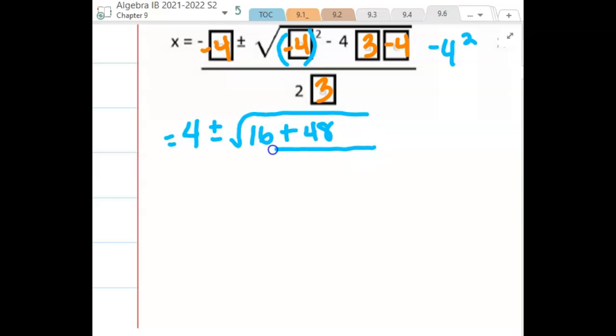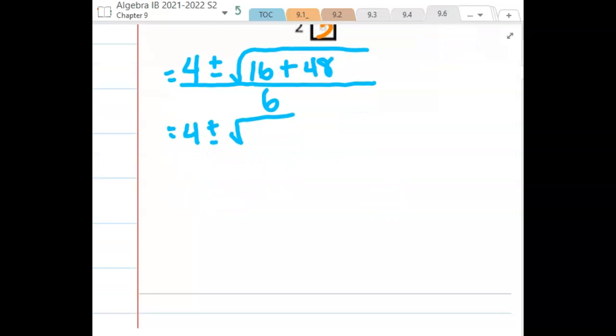And then we're going to draw a big fraction bar. And the denominator says 2 times a. So 2 times 3 is 6. If you can get past that first step, the rest of it, once you get the hang of this, is really, really easy. Okay? So we are going to do 4 plus or minus. That part stays the same. Now, underneath the radical, 16 plus 48 would give me 64, all over 6.